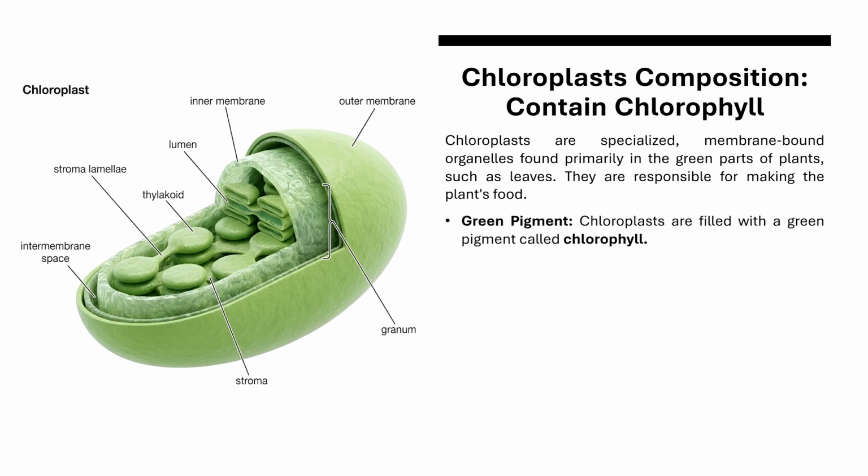The most obvious feature of a chloroplast is its color. They are filled with a green pigment called chlorophyll. Think of chlorophyll as a specialized light trap. Its primary job is to absorb light energy, mainly from the sun. Without this specific pigment, a plant would be unable to capture the energy it needs to drive its chemical reactions. This is why plants turn brown or pale if they do not get enough nutrients to make chlorophyll.